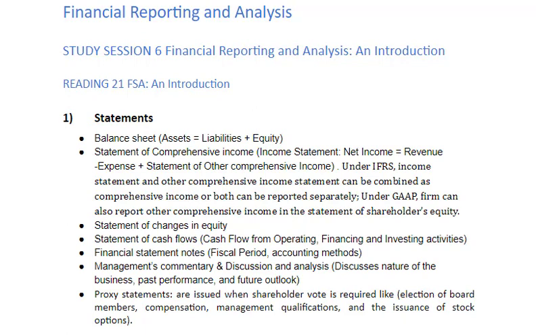For example, there are some gains and losses in the case of foreign currency translation or sale of assets which are really not related to the nature of the business. Under IFRS, the income statement and other comprehensive income can be combined in a single statement, called the statement of comprehensive income. Whereas GAAP also provides flexibility, and firms can report other comprehensive income as part of shareholders' equity.